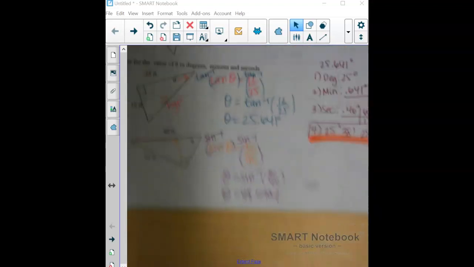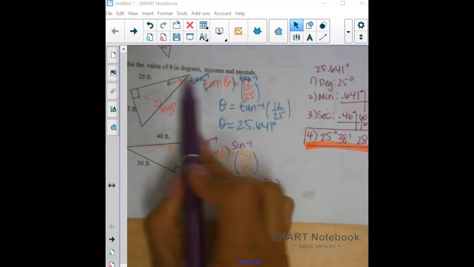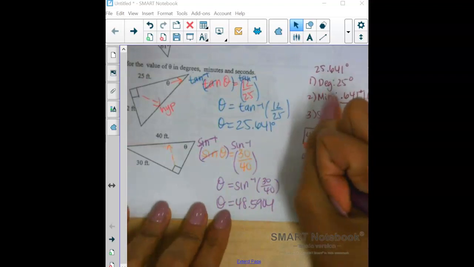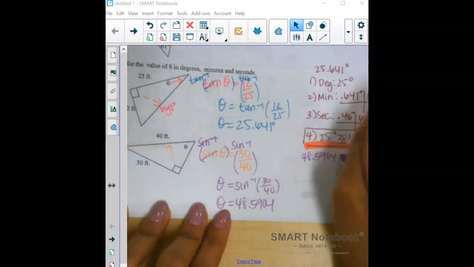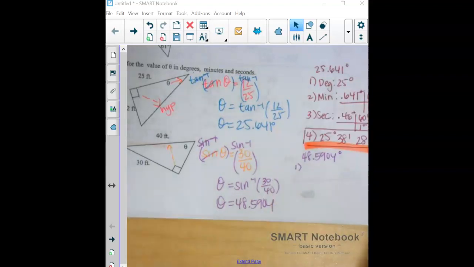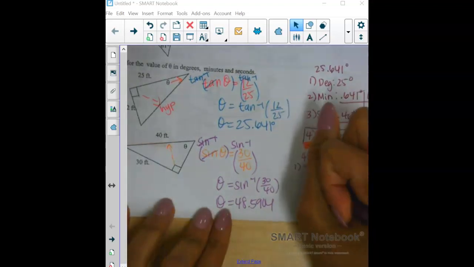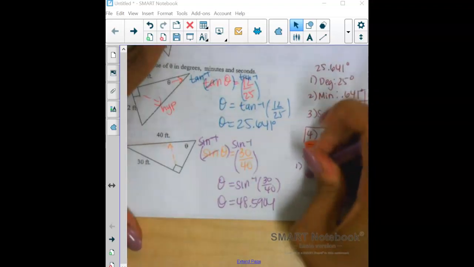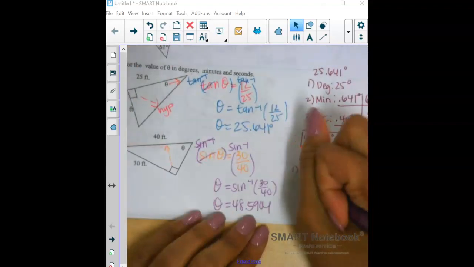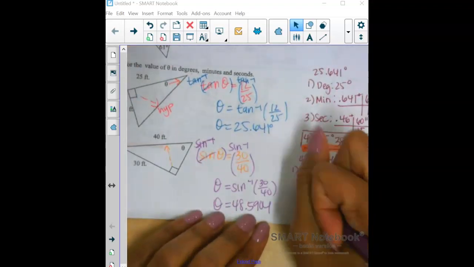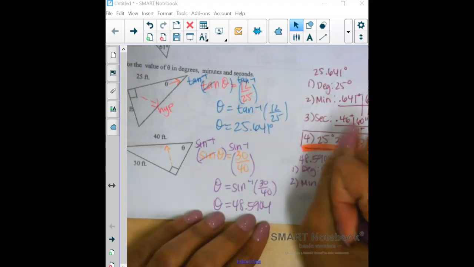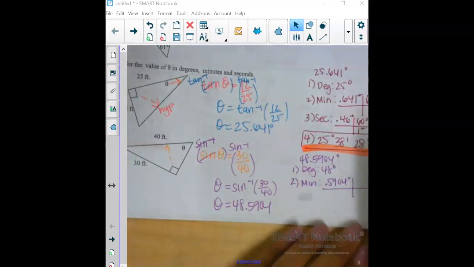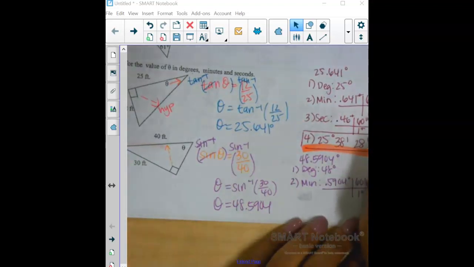Again, am I done? Well, if I look at the directions, it again says to solve for theta in degrees, minutes, and seconds. So for the 48.5904 degrees, I need to get this into degrees, minutes, and seconds. So you should have taken that 48 degrees. That's your degree. The minutes, we're going to take that 0.5904 and we're going to convert that from degrees into minutes by using 1 degree, 60 minutes.